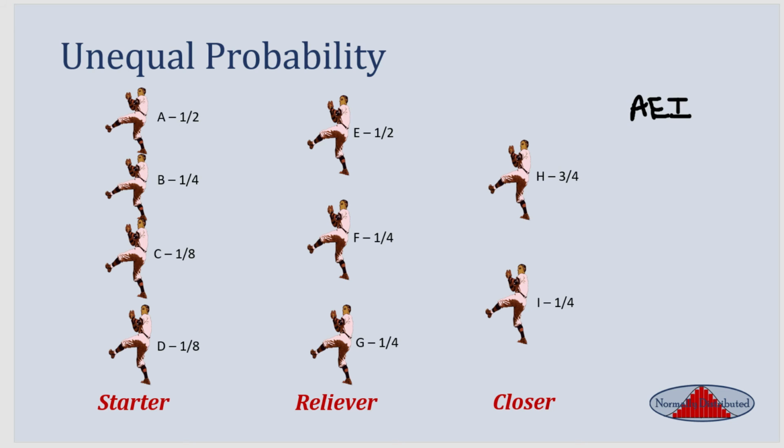So in order to do this, again, we just multiply our probabilities together. 1/2 times 1/2 times 1/4. And this will end up giving us a 1 over 16 probability of selecting this specific lineup. Now, is this one better or worse than, let's say, DFH?